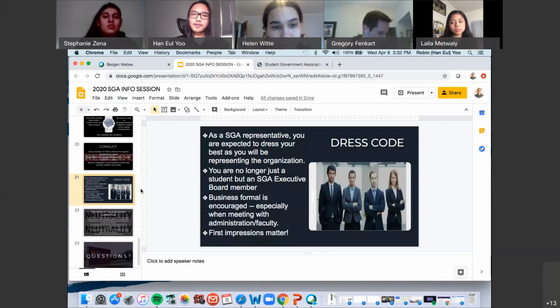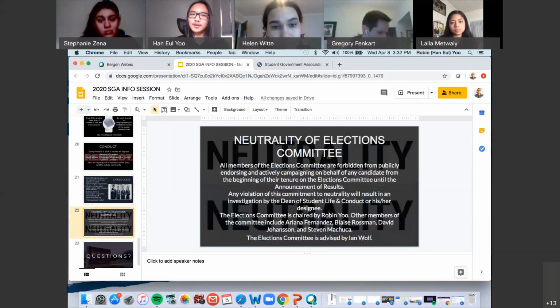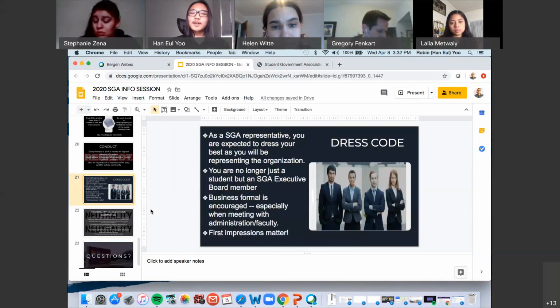Something that the previous Chief Justice had in there is about dress code. You will be attending Board of Trustees meetings and meeting administration members. So if you are elected, please try to have some formal dress available. If you need, for financial reasons, certain suits and whatnot, the school does have a free Dress for Success group that offers free suits and whatnot.